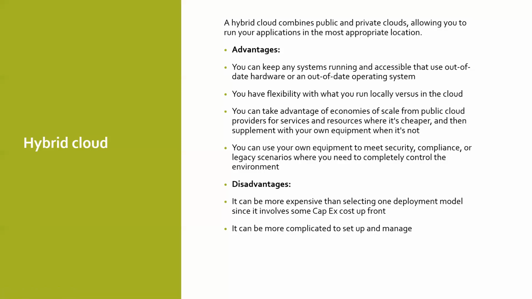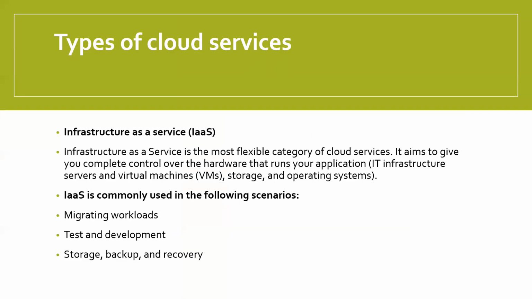Okay, so now let's go to types of cloud services. There are 3 types. We call them IaaS, PaaS, and SaaS. IaaS means infrastructure as a service. PaaS means platform as a service. SaaS means software as a service. Okay, so let's discuss infrastructure as a service.